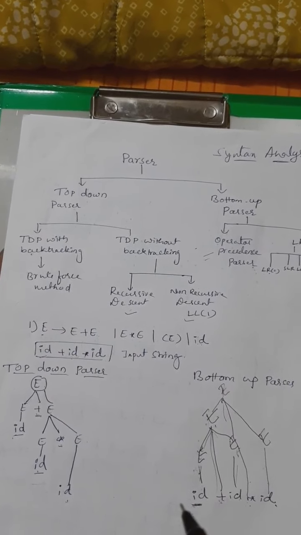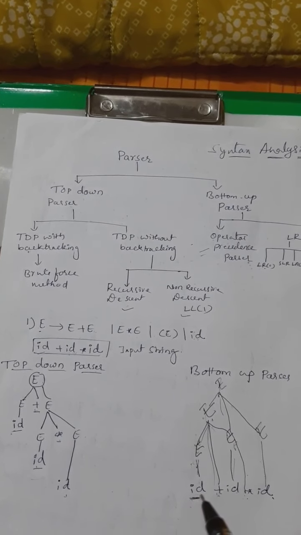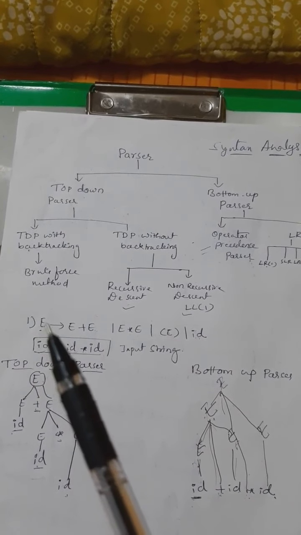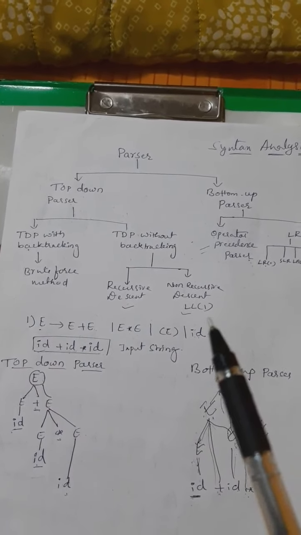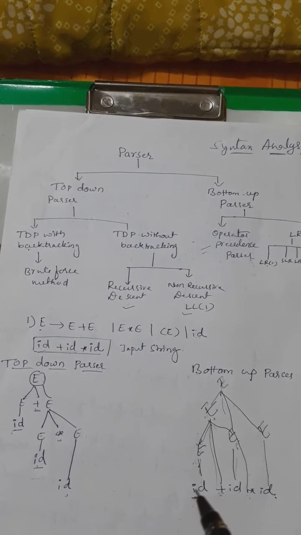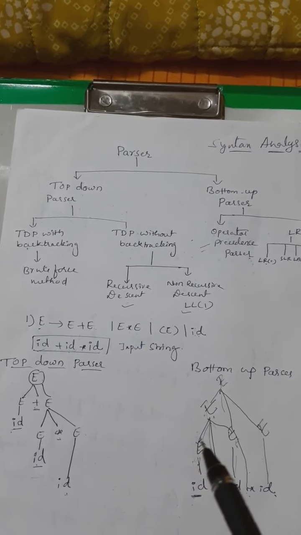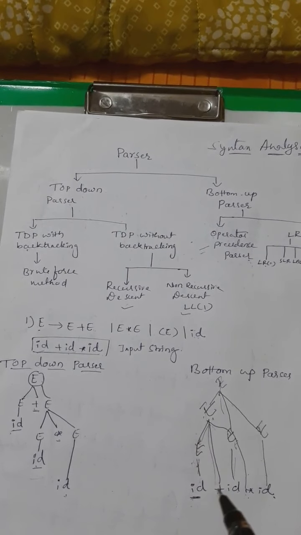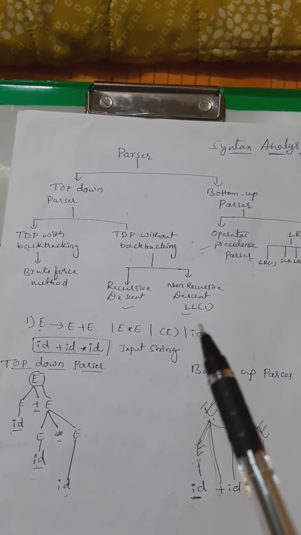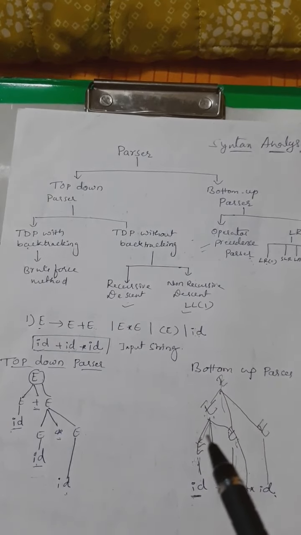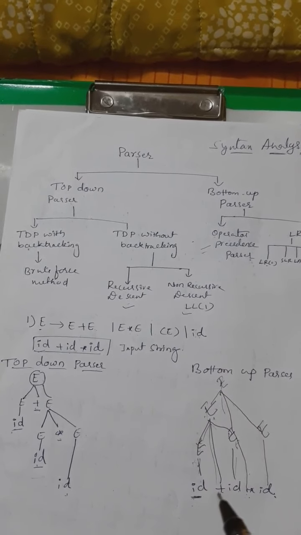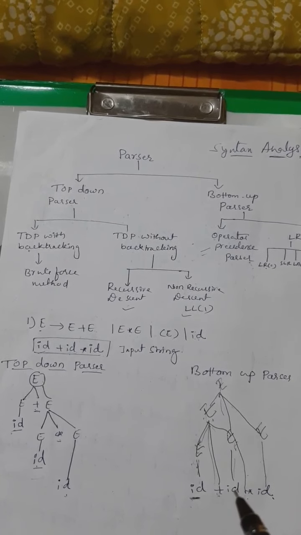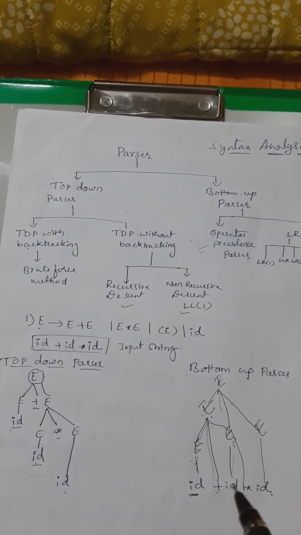So the first input string is ID. ID can be reduced with the grammar symbol E because E produces ID. So first I will reduce this ID to E. What is the next input symbol here? Plus. Is there any option to reduce this E plus? No. So what will I do next? I will take the next input symbol and try to reduce.